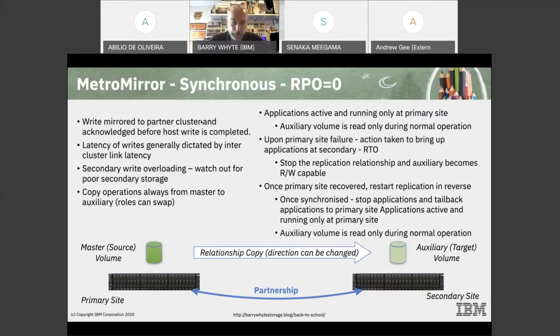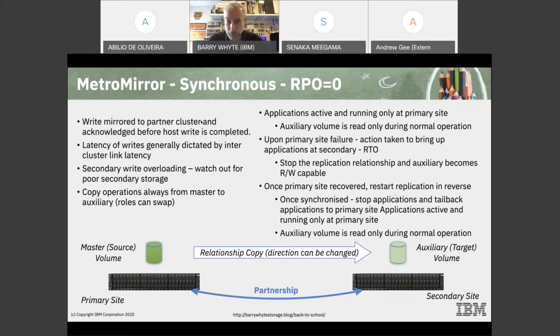The master is the source and the auxiliary is the target. The reason that we differentiate those from the primary and the secondary site is that the relationship can switch direction. At any given point, we're always copying master to auxiliary, but you can switch the direction and switch the role that the volume has. You want to do that after a failure, after recovery. Generally in a synchronous replication situation, the impact is to your primary workload in terms of latency. Whatever the latency is between the two sites, every write will see that round trip latency added onto it.